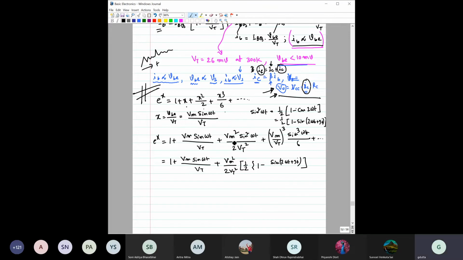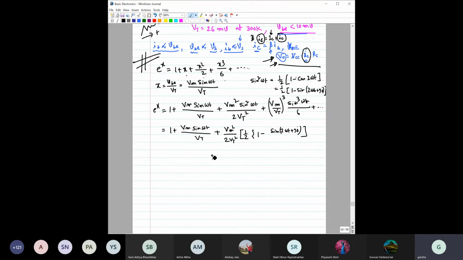Yeah, I think I have written everything, Vm square 2 Vt. So this part is done and this part is taken care of by this part. Okay. Now, similarly, this sine cube, right? Sine cube also can be written in terms of sine of 3 omega t, right?